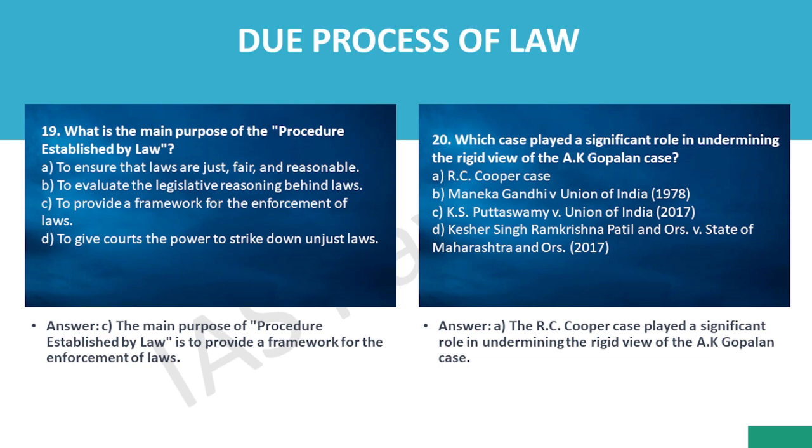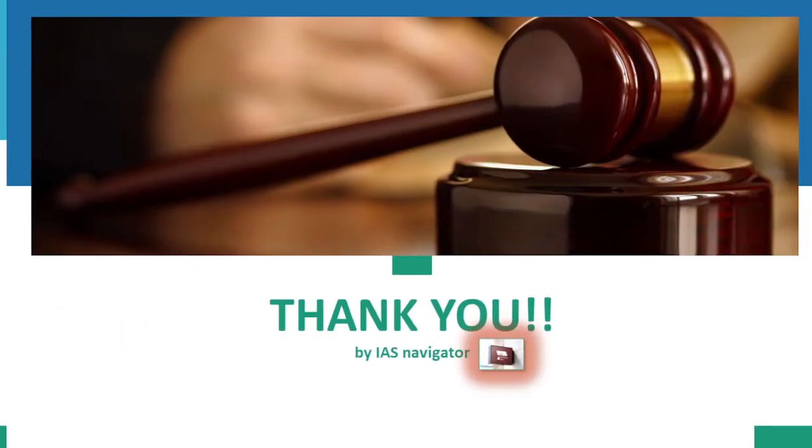20. Which case played a significant role in undermining the rigid view of the A.K. Gopalan case? A. R.C. Cooper case. B. Maneka Gandhi v Union of India, 1978. C. K.S. Puttaswamy v. Union of India, 2017. D. Keshar Singh Ramkrishna Patil and Ors v. State of Maharashtra and Ors 2017. Answer: A. The R.C. Cooper case played a significant role in undermining the rigid view of the A.K. Gopalan case.